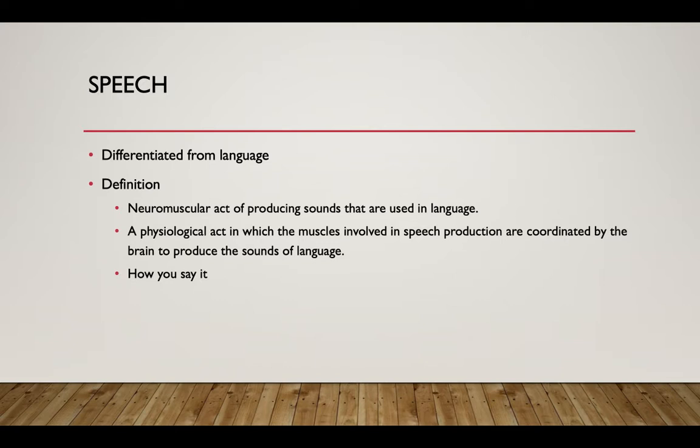But when I was mentioning Mason in my introduction lecture, this is what he had a problem with. He had a problem with speech. His parts of his brain weren't firing, and so he could not physically produce speech. So speech, again, is how you say it.